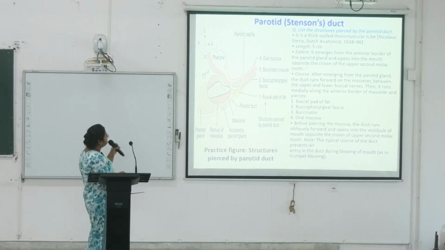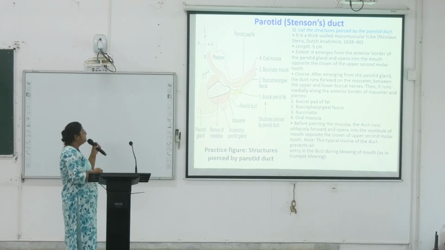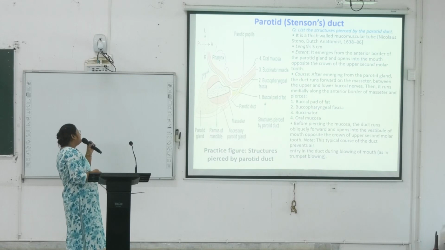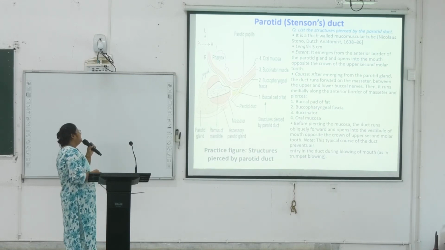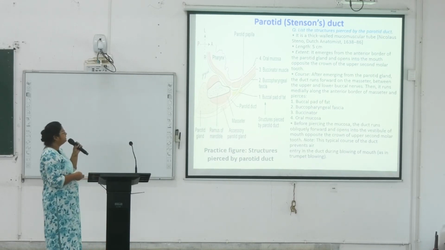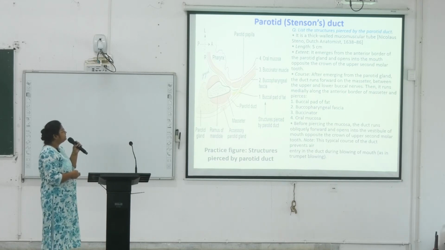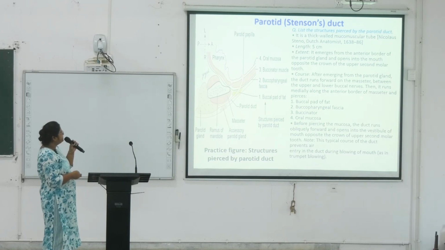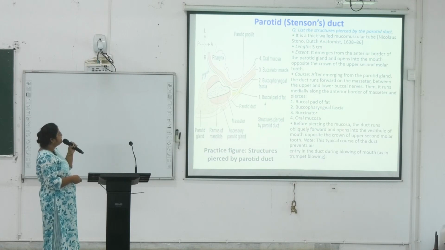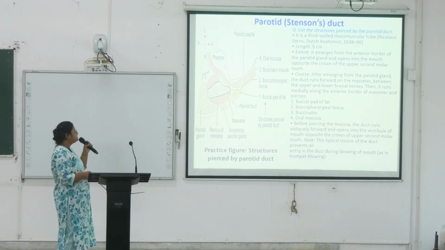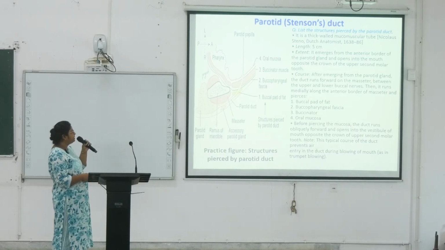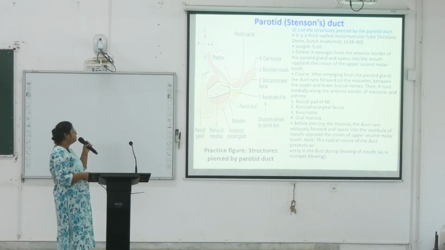After emerging from the parotid gland, the duct runs forward on the masseter muscle, here is the masseter muscle, between the upper and lower buccal nerves, and then it runs medially along the anterior border of the masseter and pierces these structures: buccal pad of fat, buccopharyngeal fascia, buccinator muscle, and oral mucosa. Before piercing the mucosa, the duct runs obliquely forward and opens into the vestibule of the mouth opposite the crown of the upper second molar tooth.